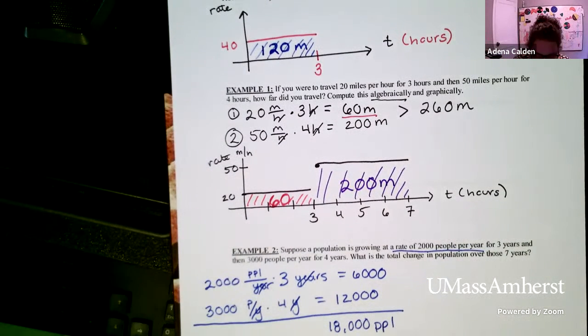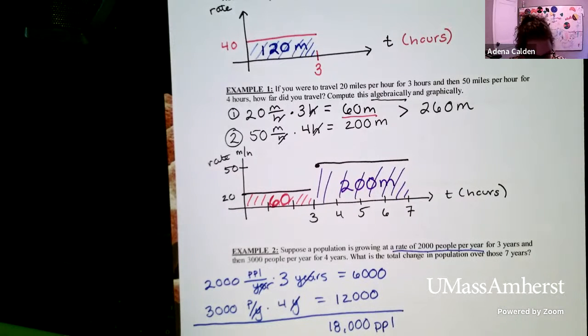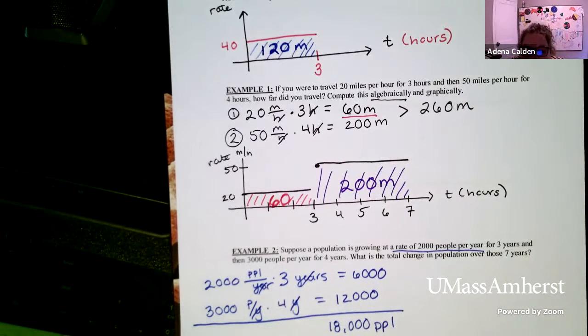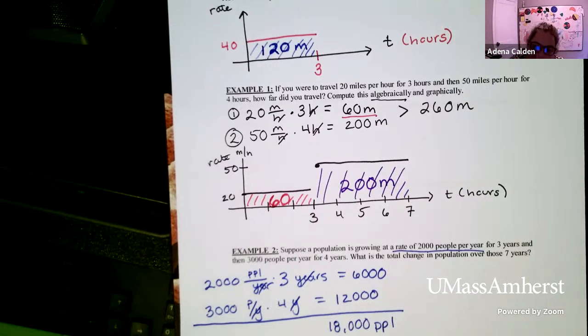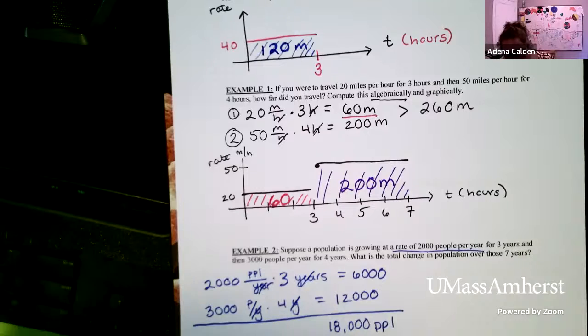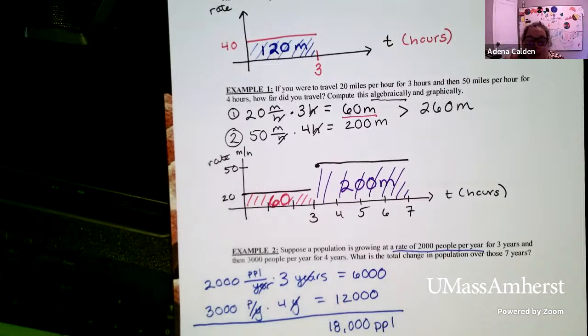And so what's important about this number, before we talk about the picture, is that that does not mean that the population is 18,000 people. That means that whatever the population was grew by 18,000 people. How do I know it grew? Because it was positive, right? If it was a negative number from a negative rate, that would mean we were losing people. But I don't know what the total population is because I don't know what it was before we started.